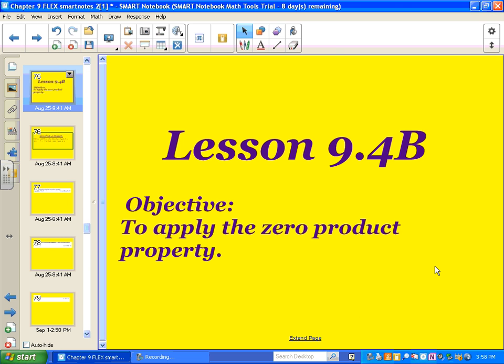Please open up your Chapter 9 note packets to Section 9.4b. In this lesson, the objective is to apply the zero product property. Before we apply it, we have to know what it is.